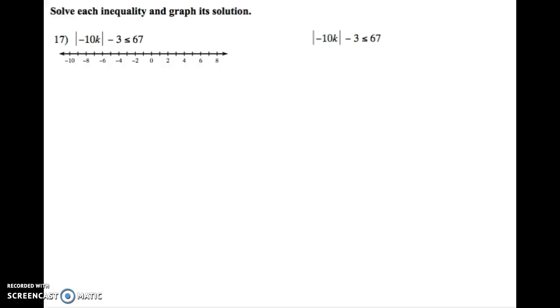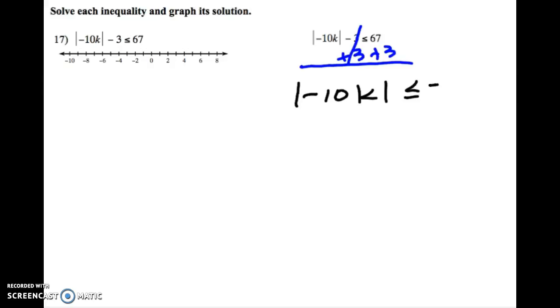Now, moving on to 17. Note that we cannot write out our two cases until we get the absolute value by itself. So I've taken the liberty to copy the equation over here so we can do the math. So the first thing we need to do is get rid of that minus 3 that's after the absolute value. So we're going to add 3 to both sides. Which will give us the absolute value of negative 10k. It's going to be less than or equal to 70. Now that we got the absolute value by itself, we can write out our two cases.